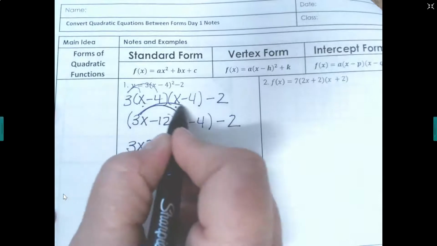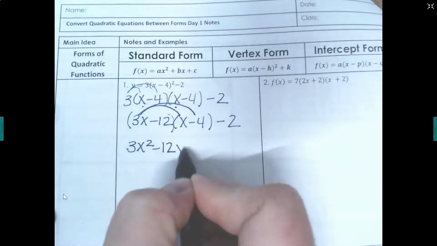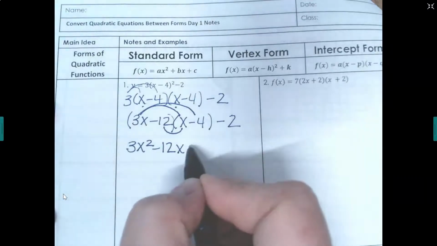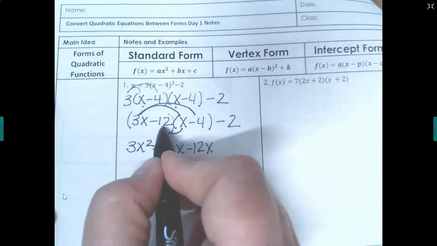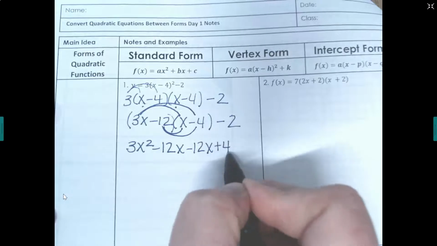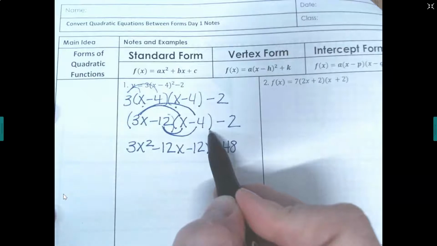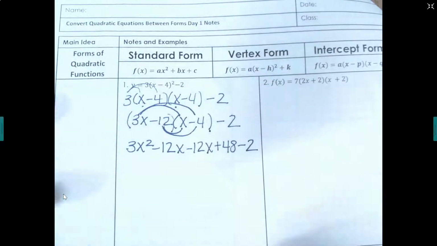Then we have 3x times -4, which gives you -12x. Then you have -12 times x, which is -12x. And then you have -12 times -4, which is positive 48. And that brings us to the end of the multiplying of the binomials, but there's still a -2, so we're going to write -2 onto there.